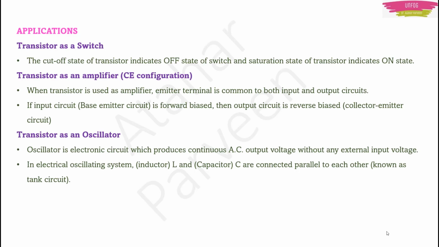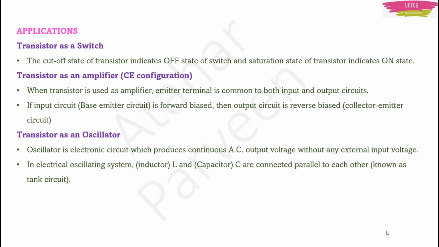Now in an electrical oscillating system, you will have two components: inductor denoted by L and capacitor denoted by C. They are always connected in parallel with each other, and this type of circuit is known as tank circuit. Remember, when a transistor is used as an oscillator, the circuit is known as tank circuit, in which inductor and capacitor are connected in parallel to each other.